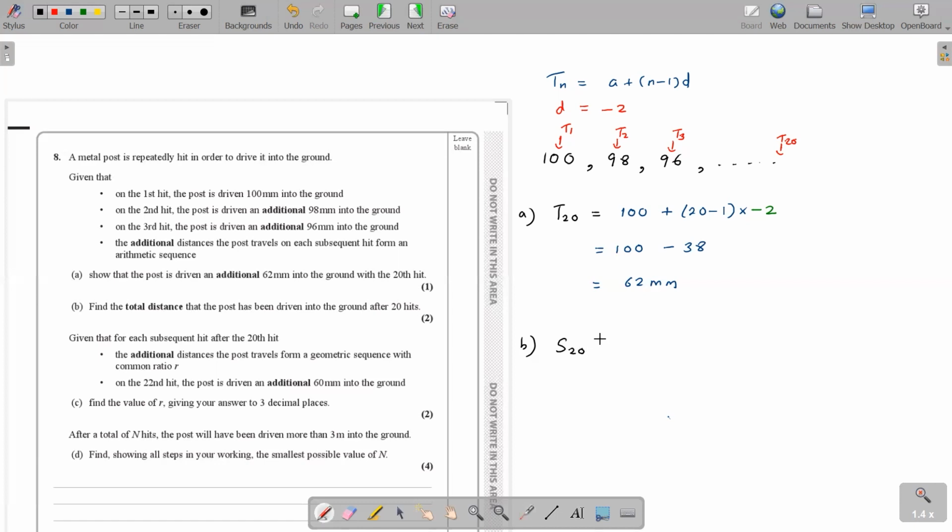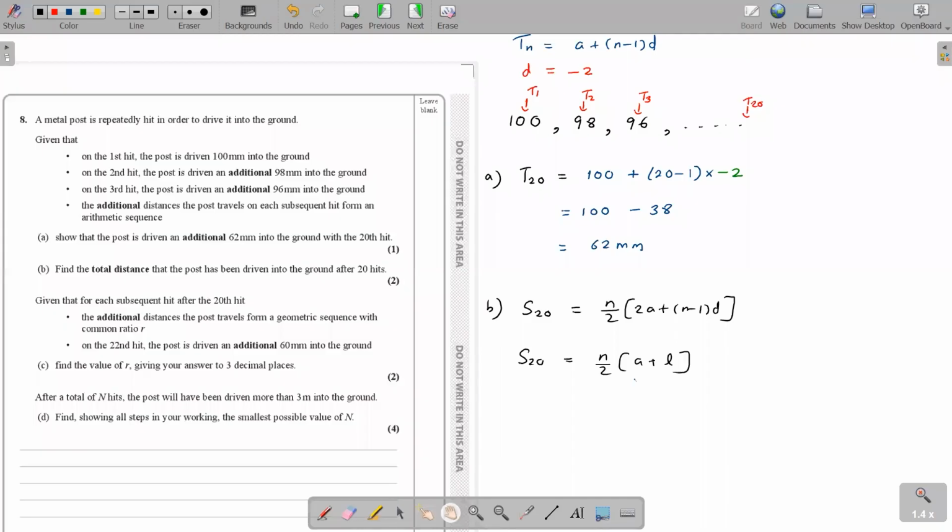So let's get the sum. There are two equations: n over 2 times 2a plus n minus 1 d, or there's another equation, sum equals n over 2 times a plus l. So we can go with any one of these. Use one of these two equations. So shall I use the last term equation?